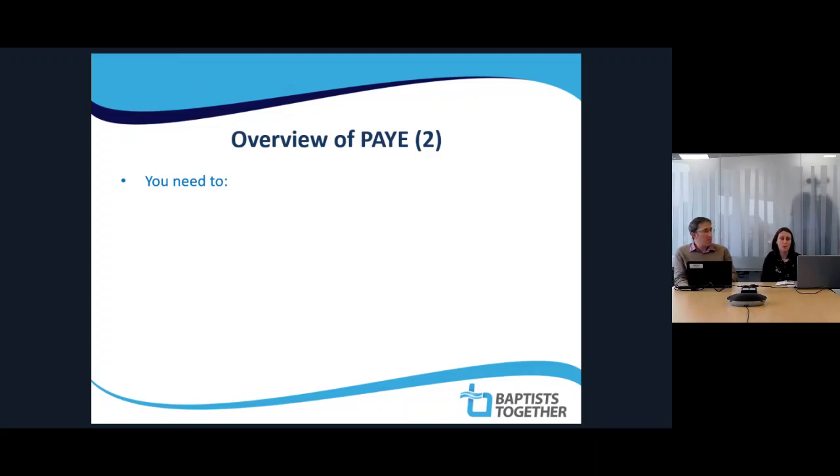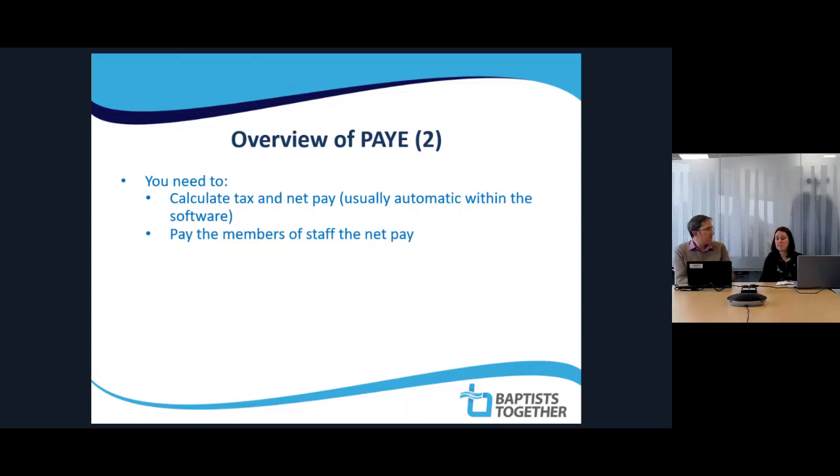So the first thing, when you decide how much you're paying your employee, for example, you may pay them £1,000 a month. Then from that, you have to calculate any tax and national insurance that they owe to HMRC. That figure is then deducted, and you're left with a net pay figure, and that is the figure that actually goes into the employee's bank account. It's usually calculated within the software, within the HMRC free software, or within the commercial software that you may be using. So you calculate that first of all, with any other deductions, and then you pay the staff their net pay.